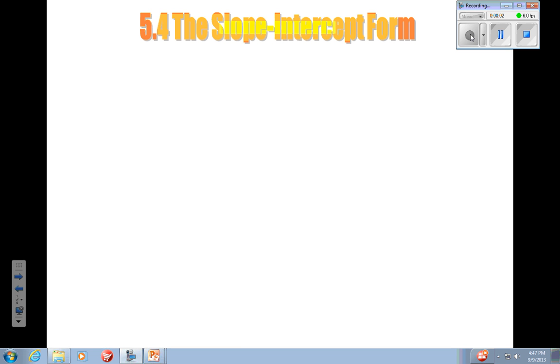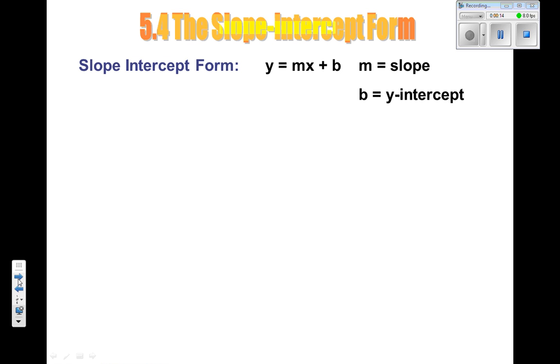So today we're doing the lesson for 5.4, which is called the slope-intercept form. This is just another way that you can graph a line on a coordinate plane without making a table of values, so it's a lot quicker. The slope-intercept form is y equals mx plus b. You may have heard that form before. Miss Lukens may have mentioned it to you last year, where m is the slope, b is your y-intercept.